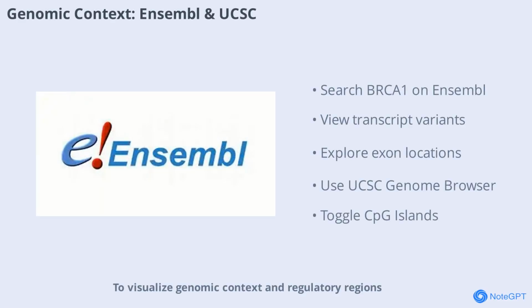Visualize genomic context in regulatory regions. Ensembl and UCSC Genome Browser are your go-to tools. Start at Ensembl.org and search for BRCA1. You can explore transcript variants and click location for a detailed exon view. Then switch to genome.ucsc.edu, paste the same gene ID and toggle features like CpG islands and conservation tracks.